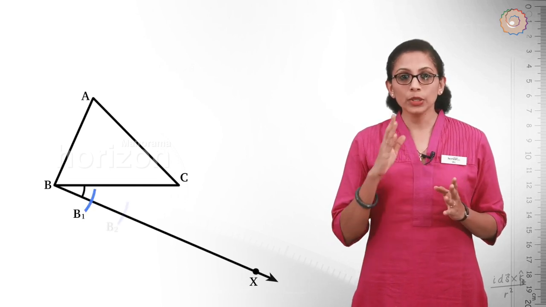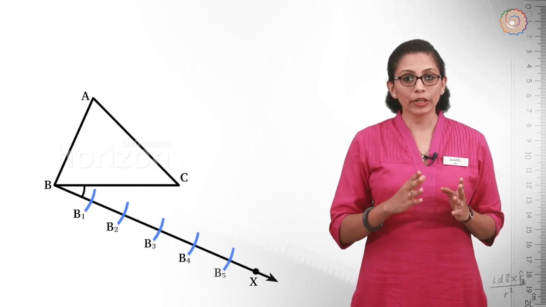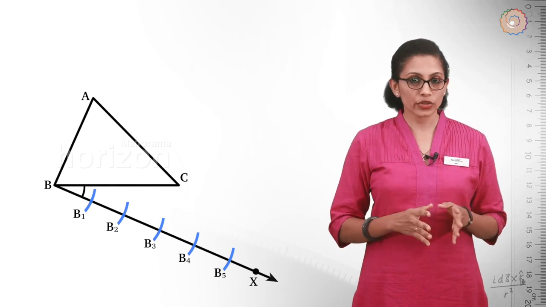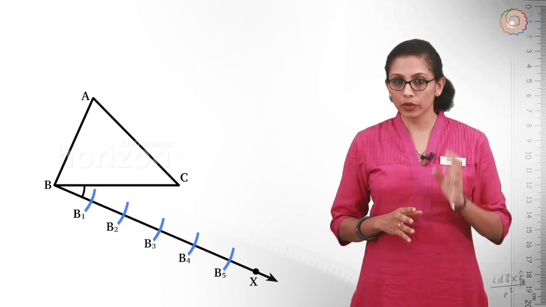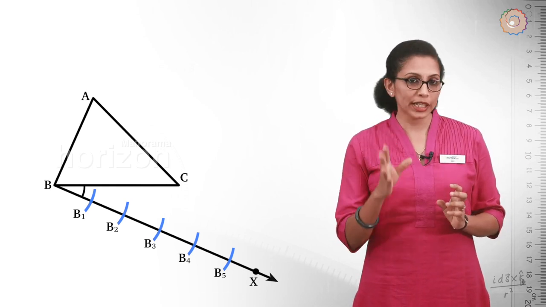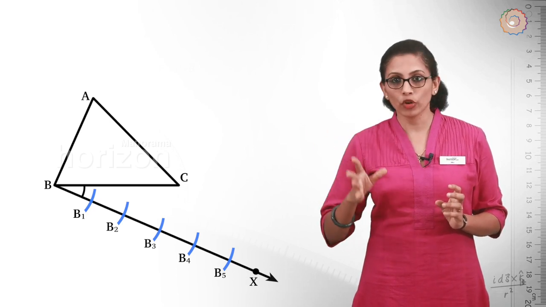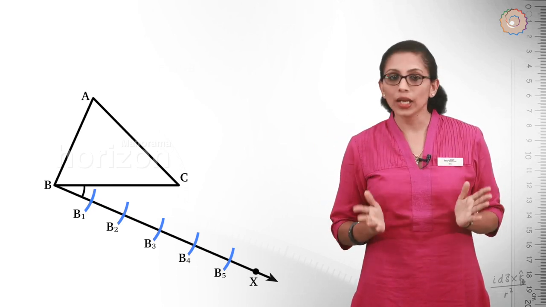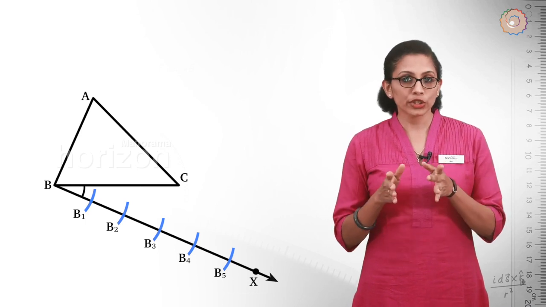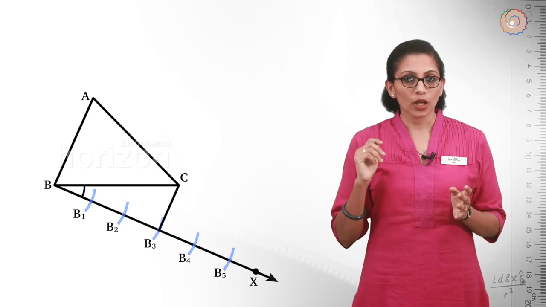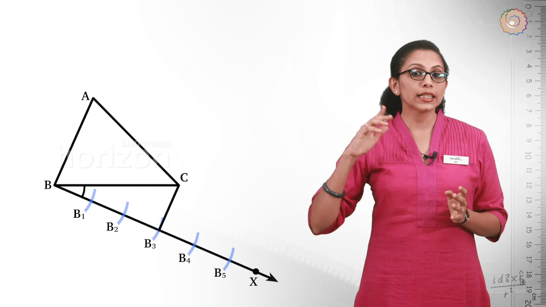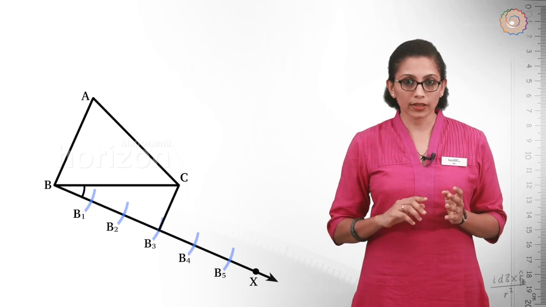That is, B1, B2, B3, B4, B5 on BX, such that BB1 is equal to B1B2, B2B3, B3B4, B4B5, by drawing equal arcs. Now we need to join B3, C. It is the third point, as 3 is smaller in 5 by 3.